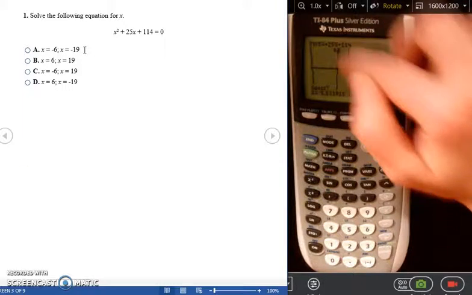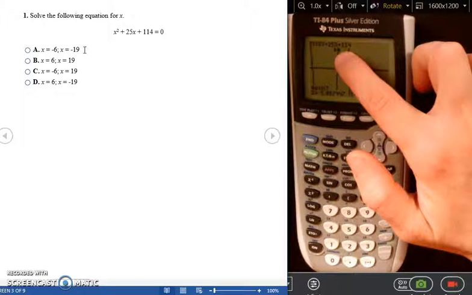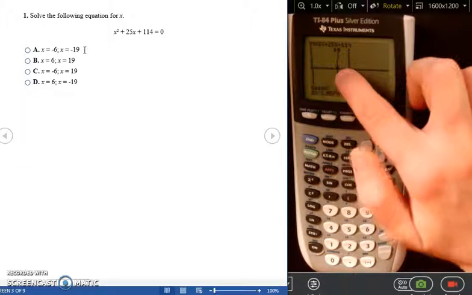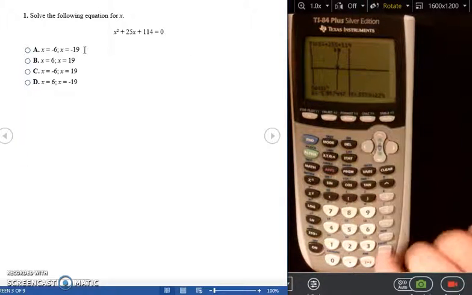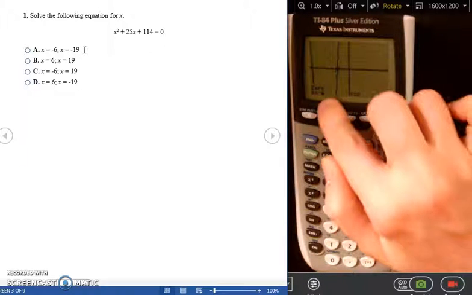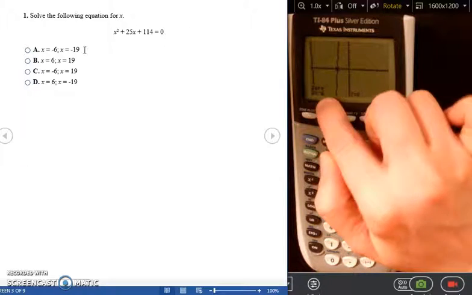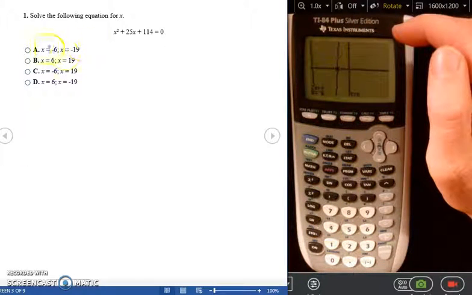And I know that I did it right because there's now two arrows at the top of the screen pointing inward at each other. If they were pointing outward, I wouldn't have done it right. And now it says to guess, and so I'm going to move it as close to the x-intercept as I can, which is right there, and press enter. And there it tells me that the 0, or x-intercept, is -6. So far so good with A.